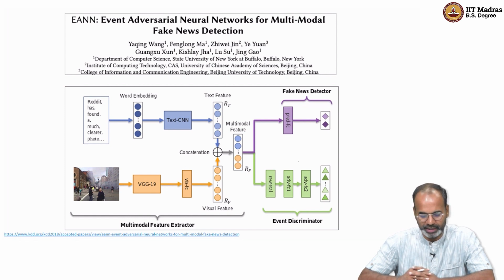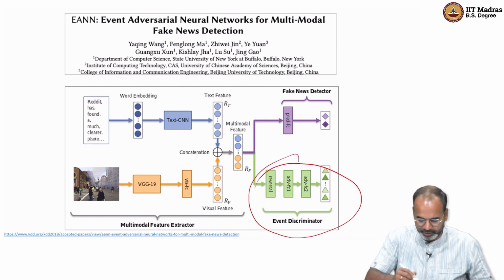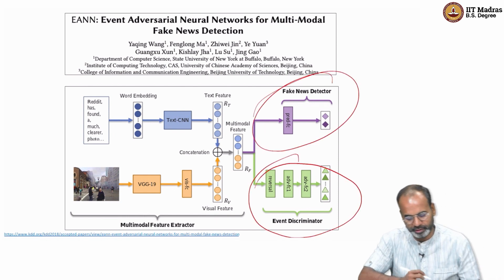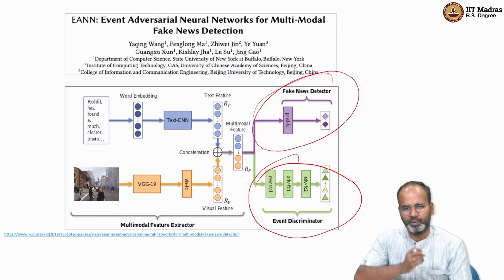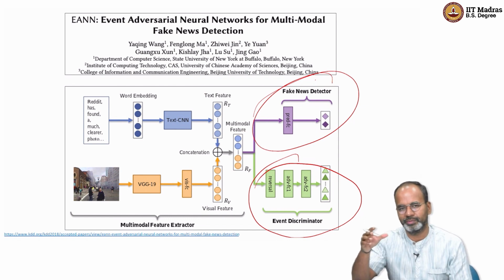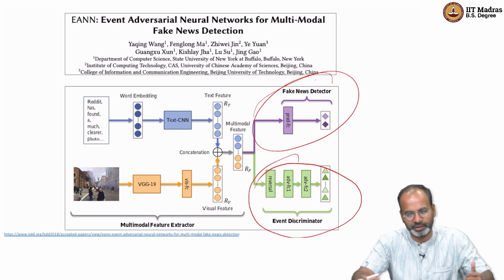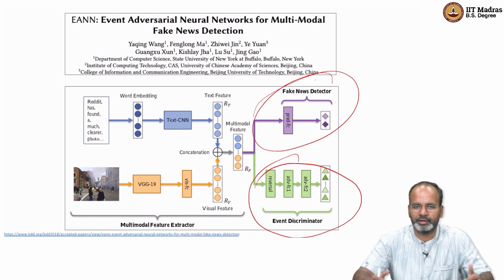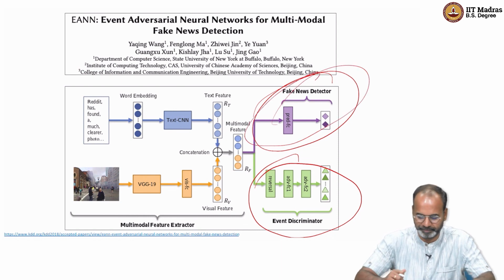This one is EANN. What's interesting is that they have this part, an event discriminator, and the fake news detector here. The event discriminator is a way by which they find out what features you can use to detect the event in the content that you're analyzing. Remove those features, which is that if you're collecting data about a protest, remove the features of a protest from the data and then look at whether it is fake or not. That's what this part would do.